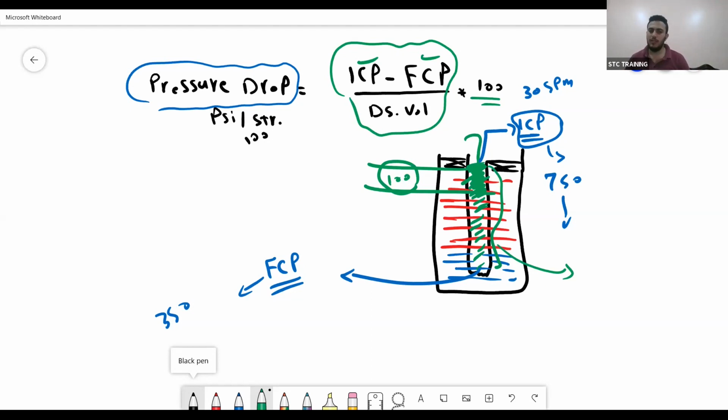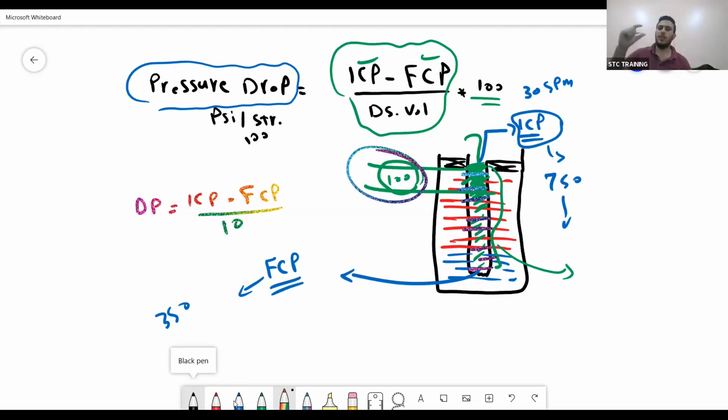He may also ask you to calculate the pressure drop per 1/10 of the drill string volume. He means to divide the drill string, or the drill pipe, into 10 equal sections. So the answer will be pressure drop, or delta P, equal to ICP minus FCP over 10 only. Okay guys, clear till now? Yes, clear.